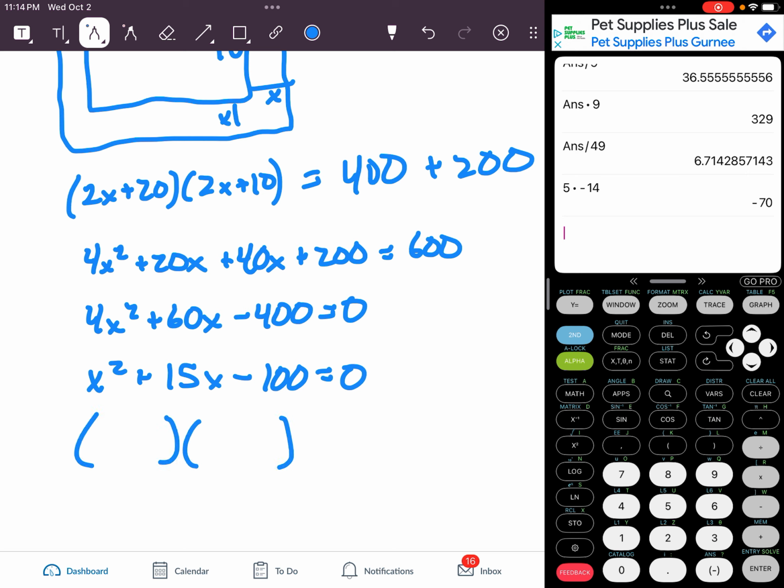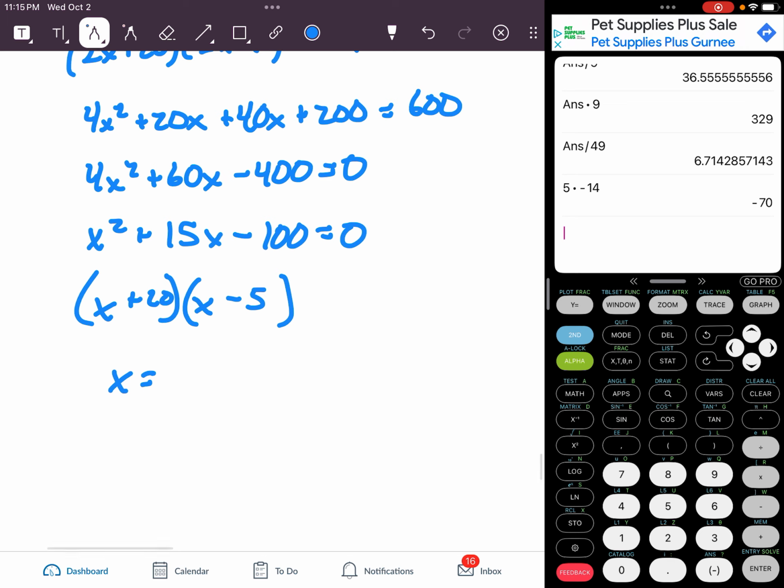And this is factorable. Two numbers that multiply to be negative 100 but add up to be positive 15. 20 and negative 5. So that means x will equal negative 20 and positive 5. Well, since you can't have a negative distance, 5 is your answer.